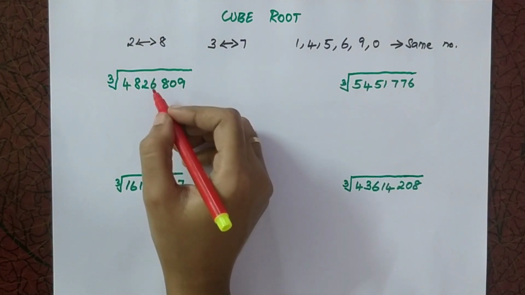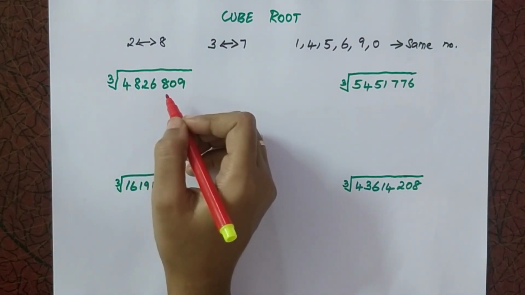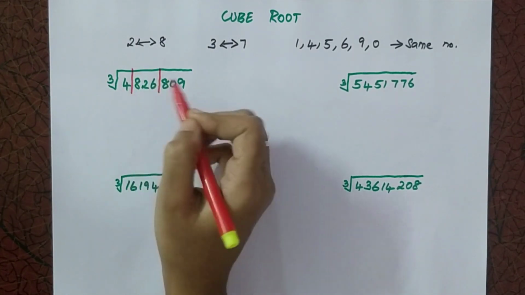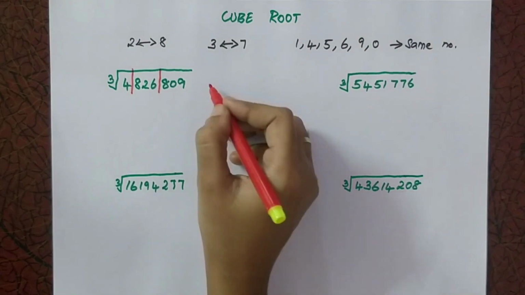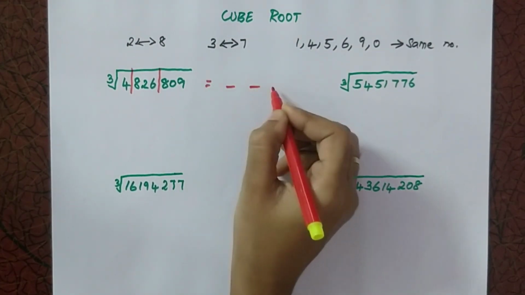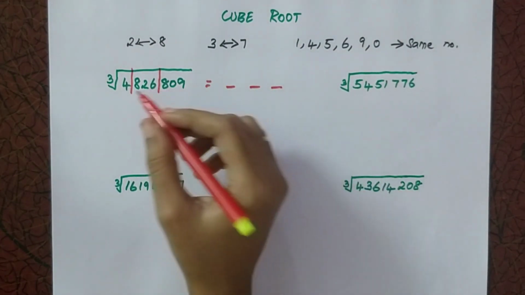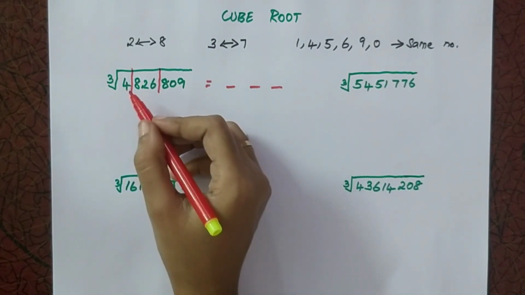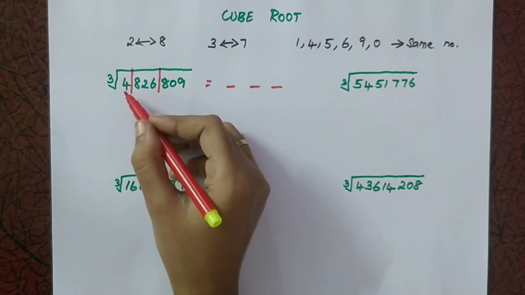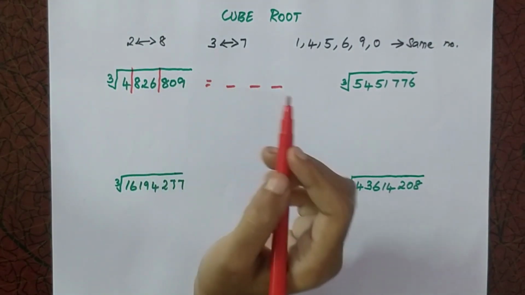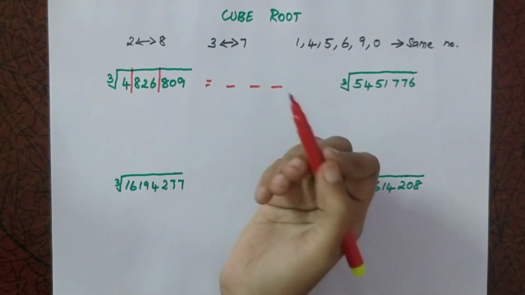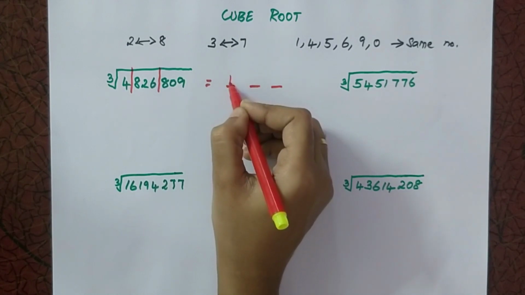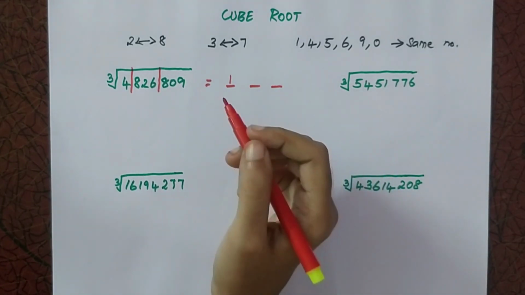If you see this example, we have 7 digits here. So I am splitting 3 digits starting from the end. So we will get a 3 digit answer here. My first digit is 4. So we have to find the cube of which number is within this 4. Cube of 1, you will get 1. Cube of 2, you will get 8. So we have to consider only 1. So 1 cube is 1, so I am considering 1 as the first digit.